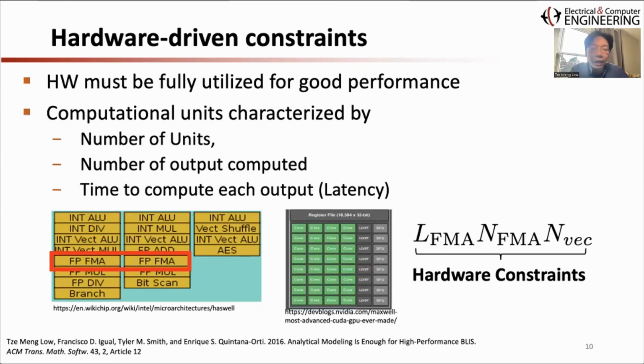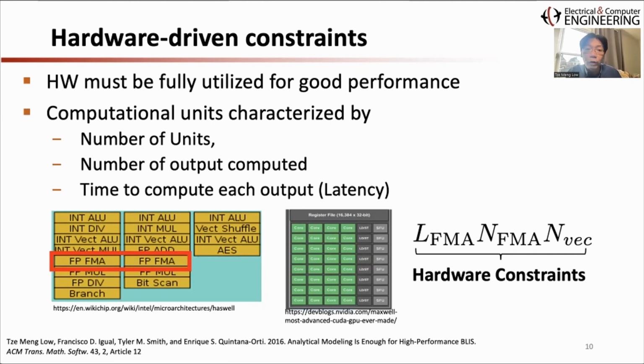So what do I mean by hardware and software? Well, in order to use hardware, we know that a particular architecture platform, particular hardware must be fully utilized to get good performance. And here, I'm not saying whether it's a computational unit or memory unit. We're just saying that if you have a piece of hardware, you want to use it as efficiently as possible. You want to use as much of it as possible, right? And you want to use it as smartly as possible.